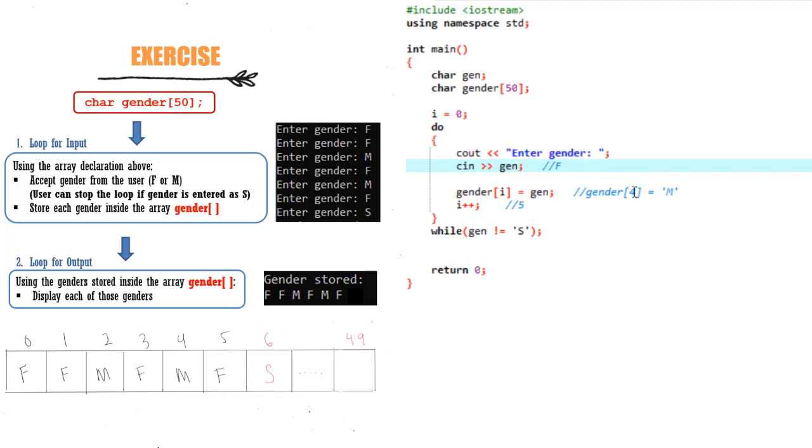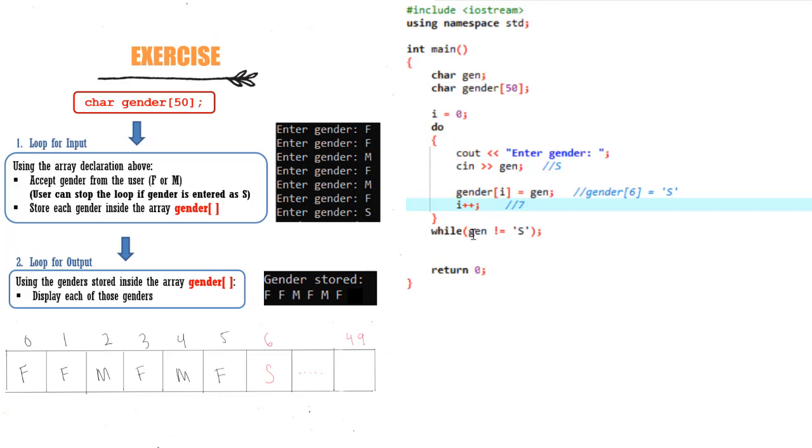Gender[I] has been updated to 5, and then it goes to F. F is stored inside index 5. I++ becomes 6. So the next line is gen: is F not equals to S? Yes, so it goes back up again, and then suddenly the user enters S, meaning that it wants to stop. So gender[I], which is 6, equals S. This means that the S will also be stored inside this array. Then I++ now becomes 7.